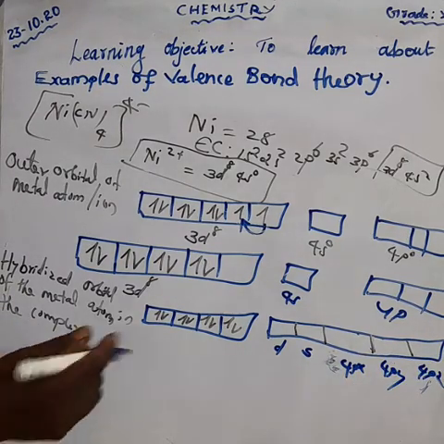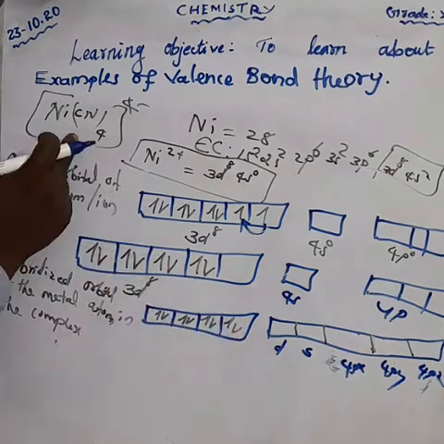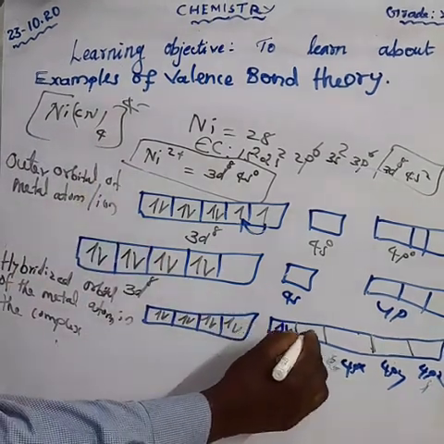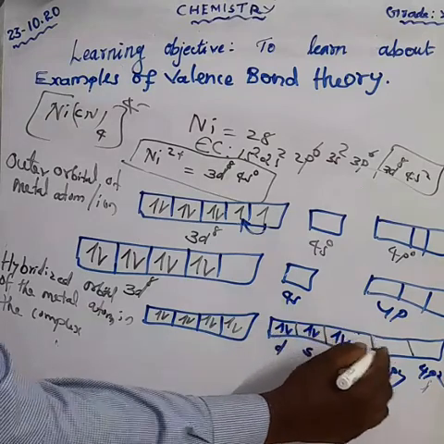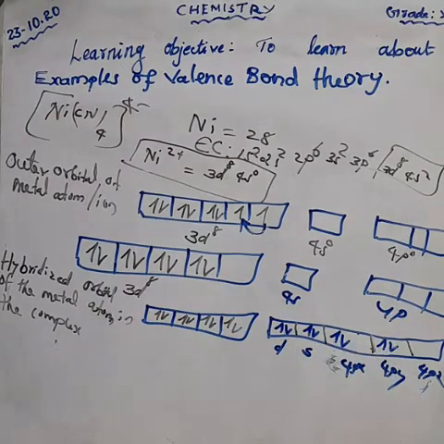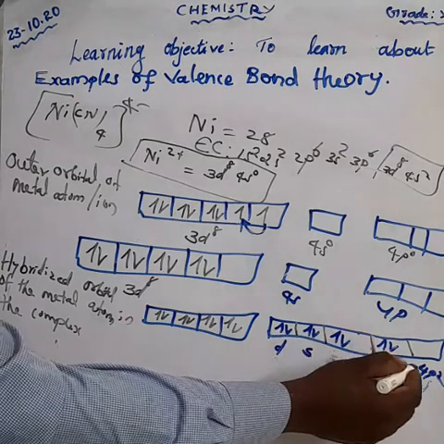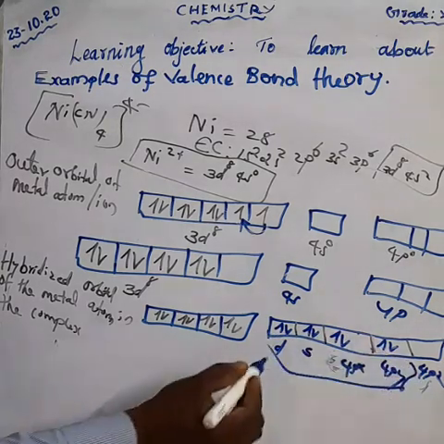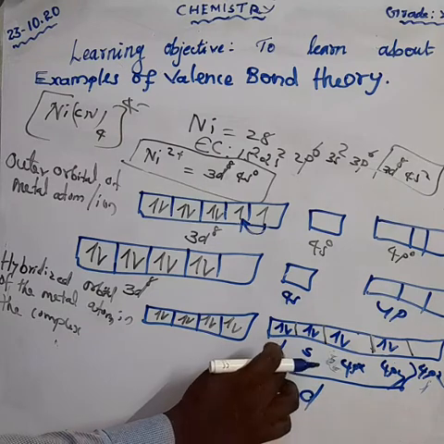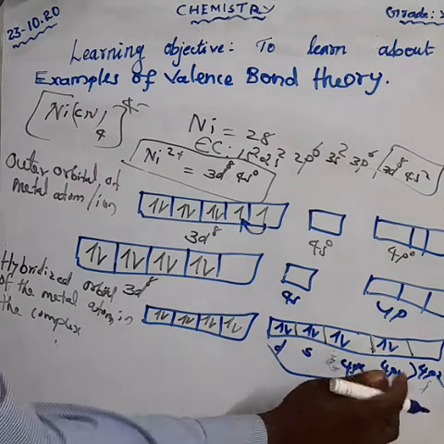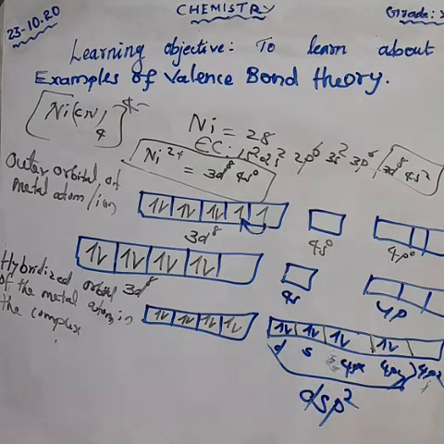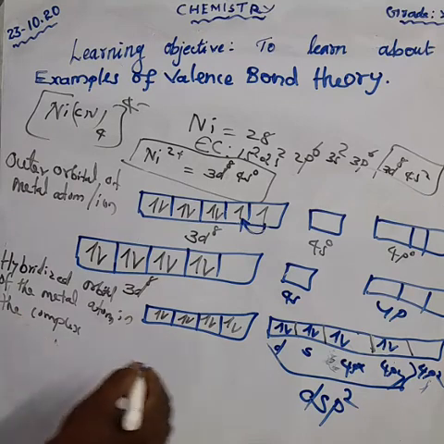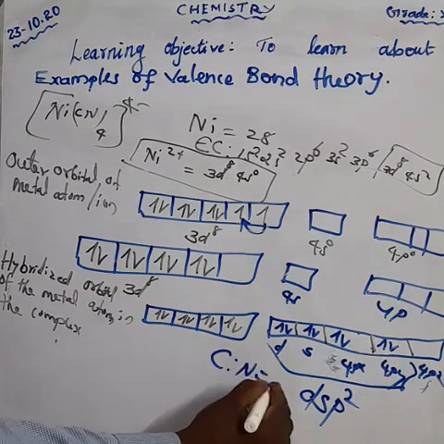Okay. Here, the d subshell. Start with the cyano groups: 1, 2, 3, 4. So, what is the hybridization? Can you say what the hybridization is? It is dsp2 hybridization. Okay. What is the coordination number of dsp2 hybridization? That is a coordination number of 4. So CN is equal to 4.